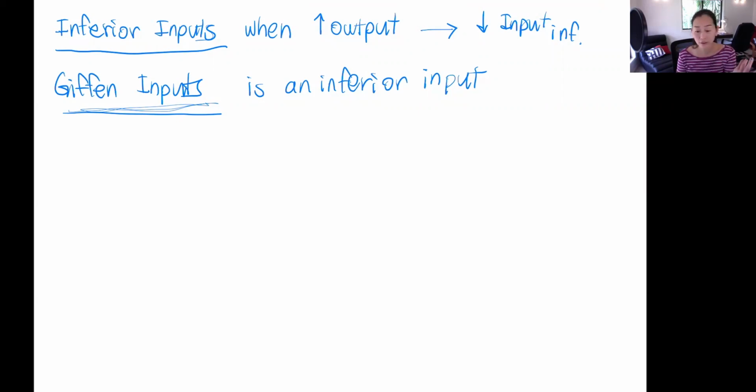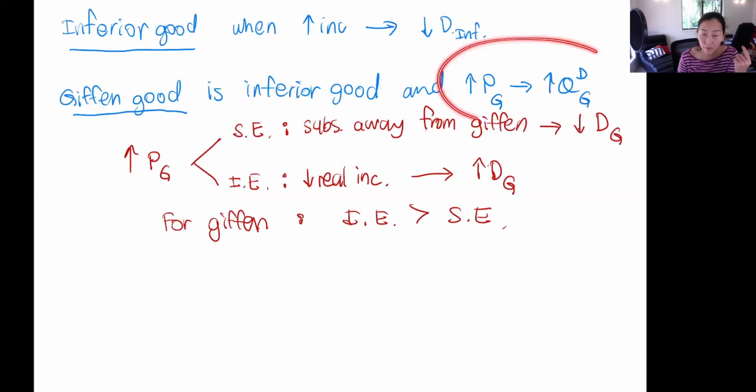Another characteristic of the given input is, when the price of the given input increases, you would use more of the given input, just like the given good. When the price of the given good increases, you would consume more of the given good.